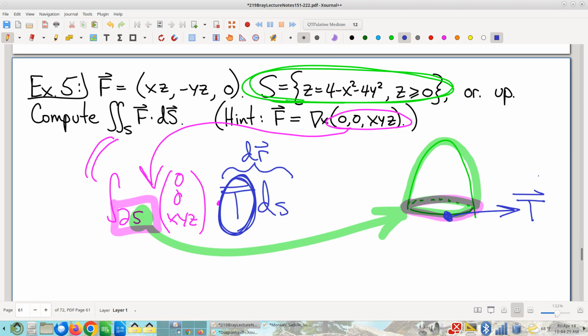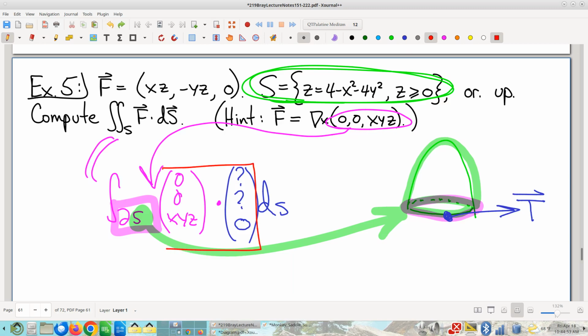Right? I mean, the entire curve is in the plane z equals 0. We're moving around inside of z equals 0. Z doesn't change. That vector is horizontal. And if it's horizontal, I don't know exactly what it is, but this third coordinate is 0. That makes this dot product 0. We're integrating 0. The answer is 0. We win. Works out really, really nicely.